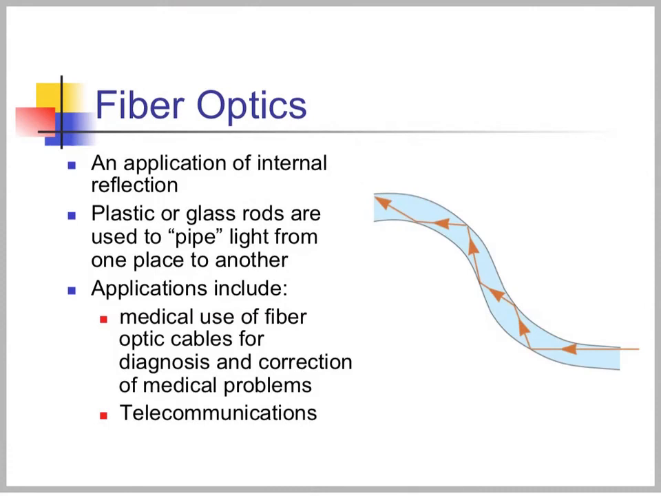Now one of the applications that we can use for this is fiber optics. A plastic or glass rod is used to pipe light from one place to the other. There are different applications. There's medical use for diagnostics, of putting something in that can collect light or can see inside of someone, or telecommunications. Another medical use is directing lasers inside someone to cut off a piece of cancerous tissue. Lots of different materials use fiber optics.